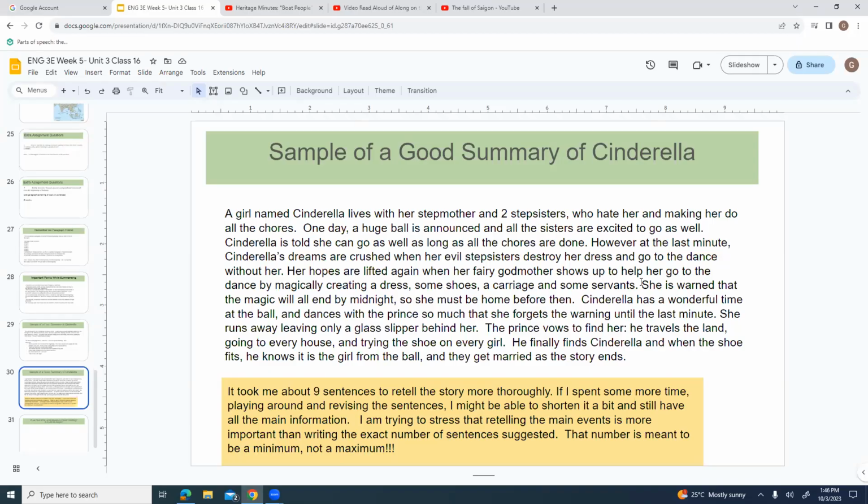The prince vows to find her. He travels the land, going to every house and trying the shoe on every girl. He finally finds Cinderella, and when the shoe fits, he knows it is the girl from the ball, and they get married as the story ends.